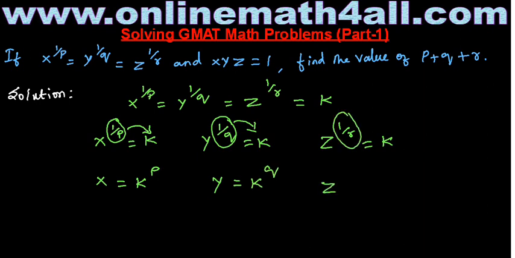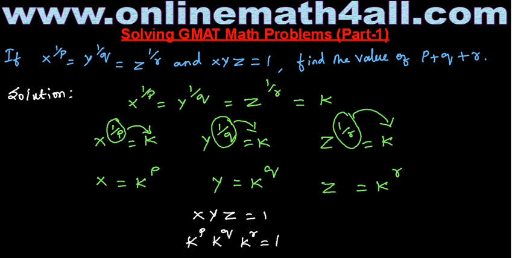And here I'm just going to take the power 1 over r to the right side, so k to the power r. So now the value of x is k to the power p, the value of y is k to the power q, and the value of z is equal to k to the power r. Now I'm going to consider the second piece of information, that is x times y times z is equal to 1. Now we know the value of x, that is k to the power p. The value of y is k to the power q. The value of z is k to the power r, and the product is equal to 1.